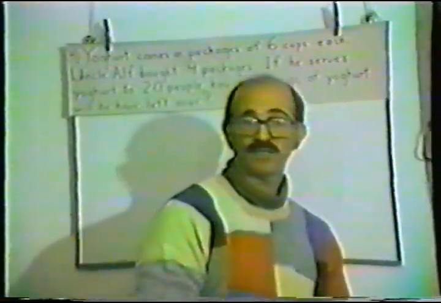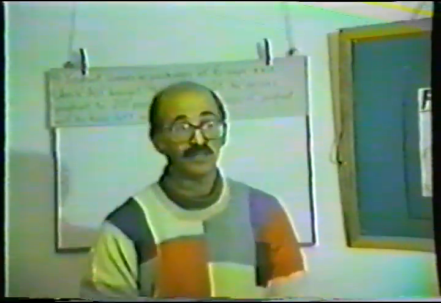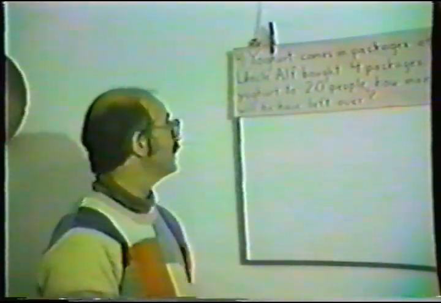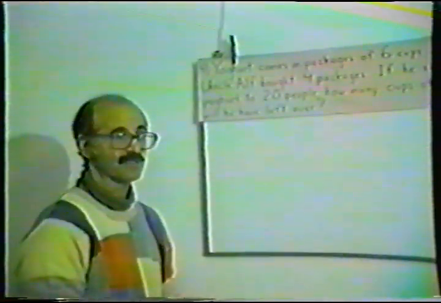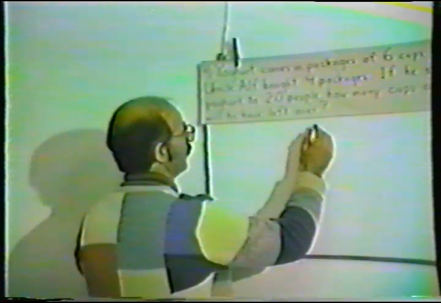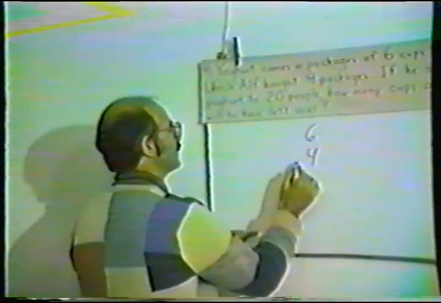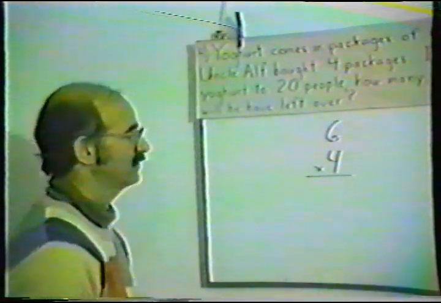Well, before you can tell how many he had left over, you have to know how many he had in all. How many did he buy? Well, it comes in packages of 6 cups each, and he bought 4 packages. What do we do with those two numbers, 6 and 4? Multiply. We have 4 packages, 6 cups in each one. What is 6 times 4?